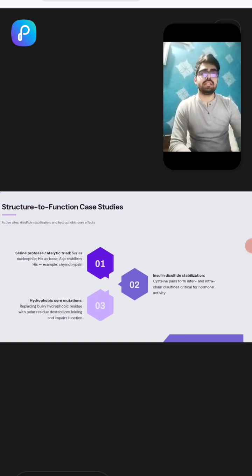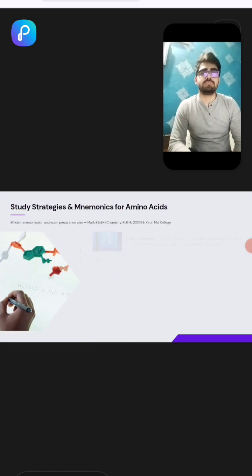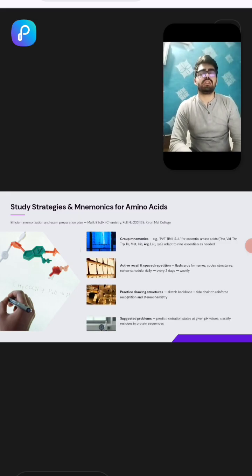Coming to the next topic, we have some study strategies and mnemonics for amino acids. This was all the classification we covered. First we studied the polar ones, the non-polar ones, the essential and non-essential, the amino acids divided into acidic and basic nature, and also some special categories like how disulfide bonds are formed. Some of them can absorb UV rays.